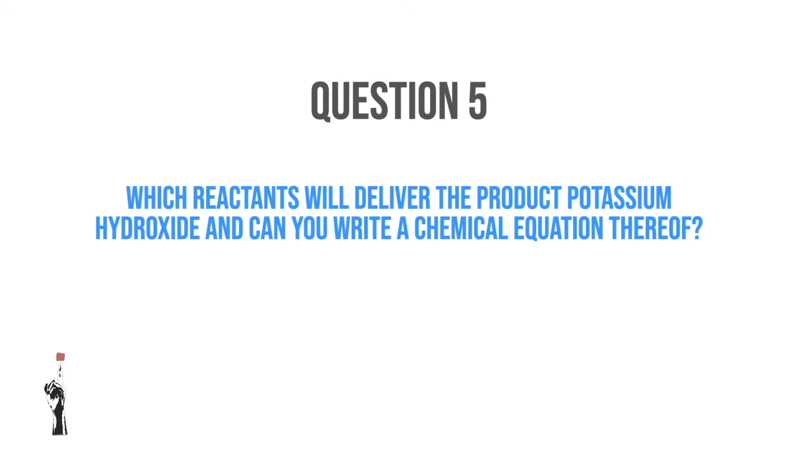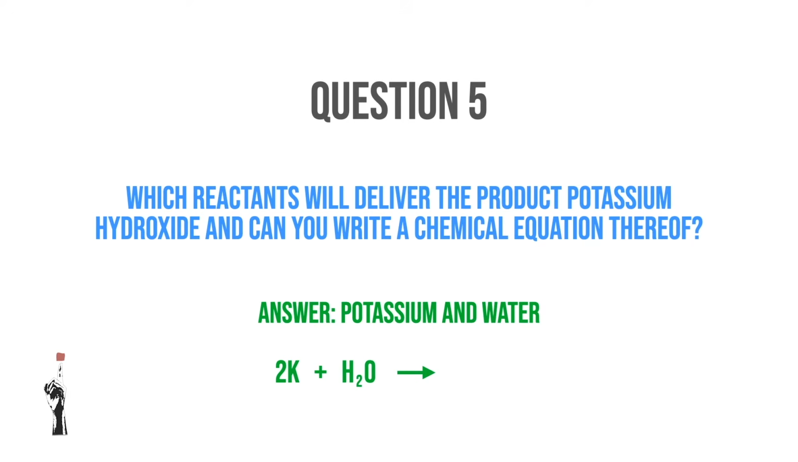Which reactants would deliver the product potassium hydroxide, and are you able to write a chemical equation for the reaction that takes place? The two reactants involved are called potassium and water. The chemical equation would be 2K + 2H2O, with the arrow indicating that chemical reaction, and our final product being potassium hydroxide.